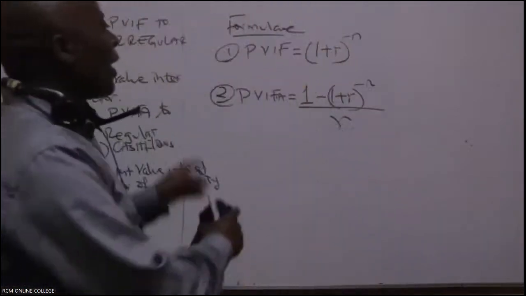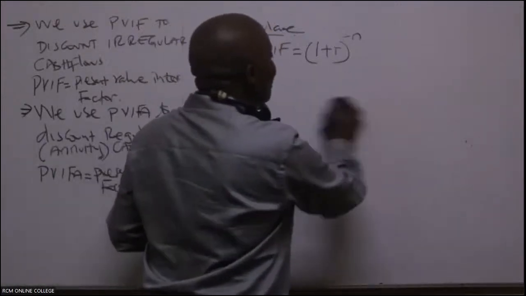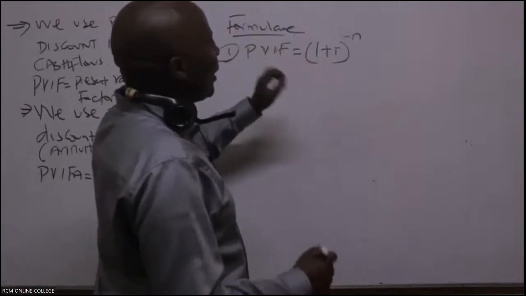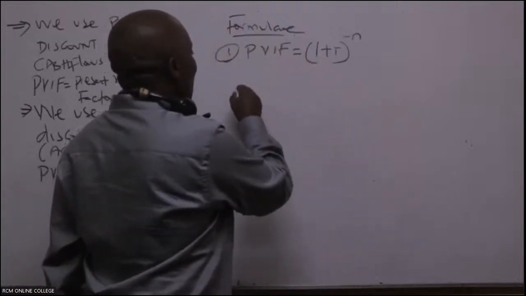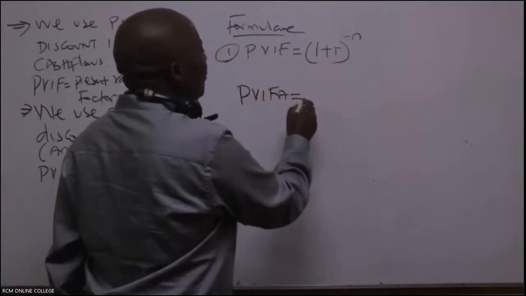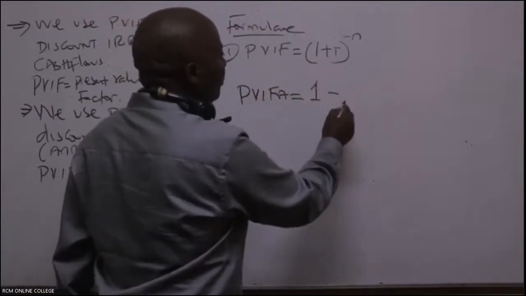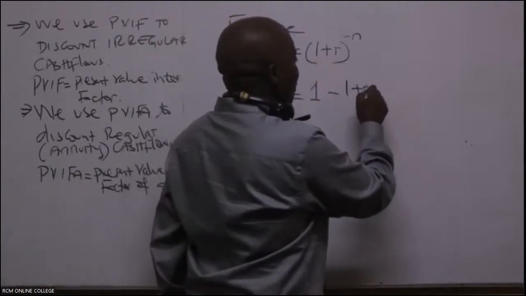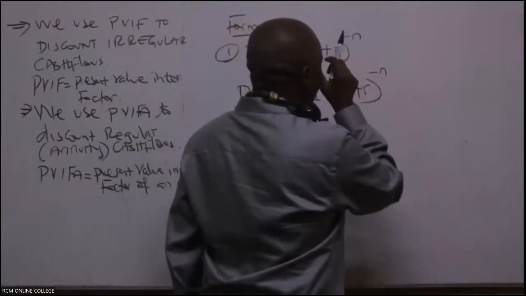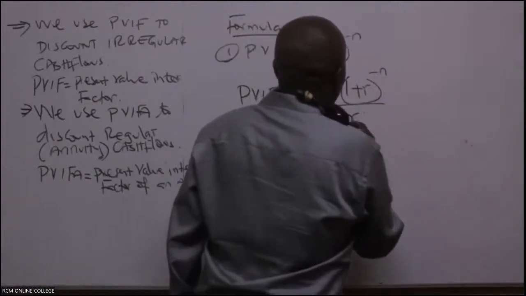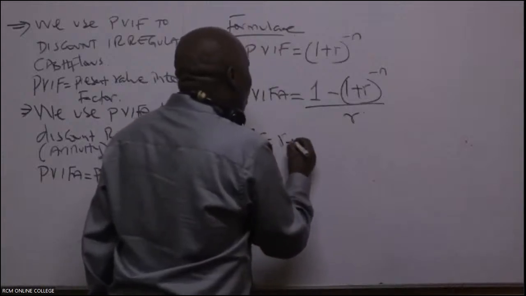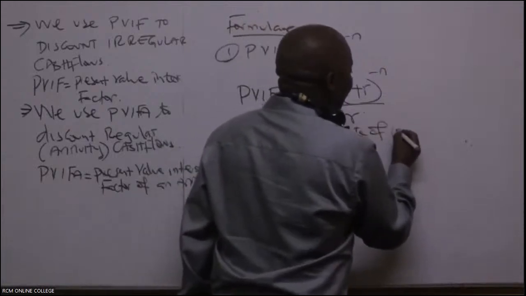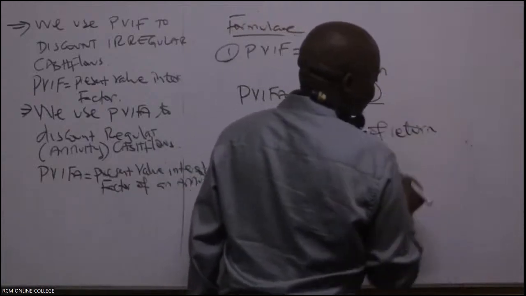The moment you cram the formula of PVF, the one of 1 plus r raised to negative n, then getting PVF is very easy because it's all about taking 1 minus this formula. So 1 minus 1 plus r raised to negative n, all over r, where r is the required rate of return.